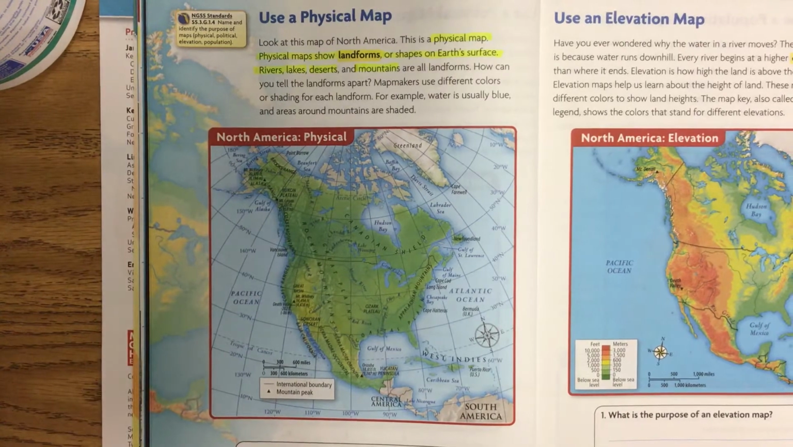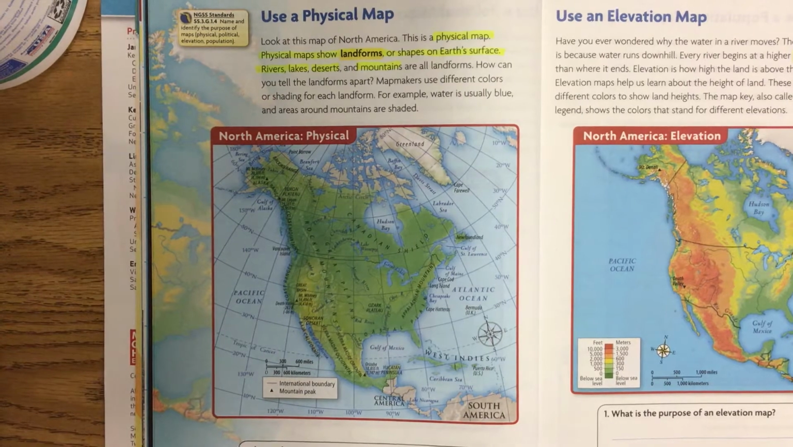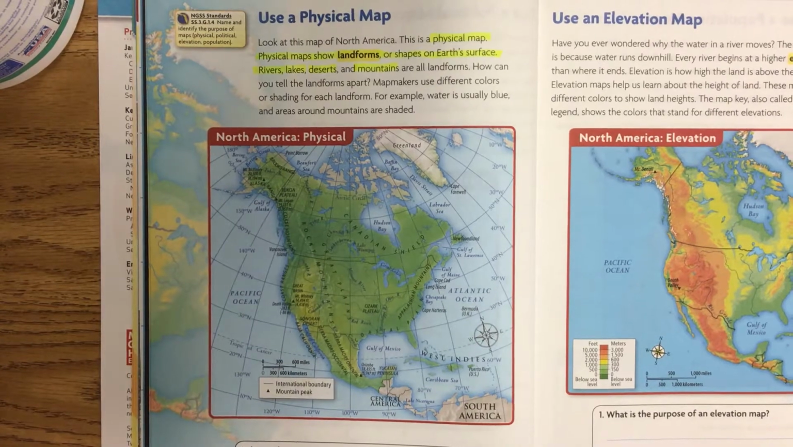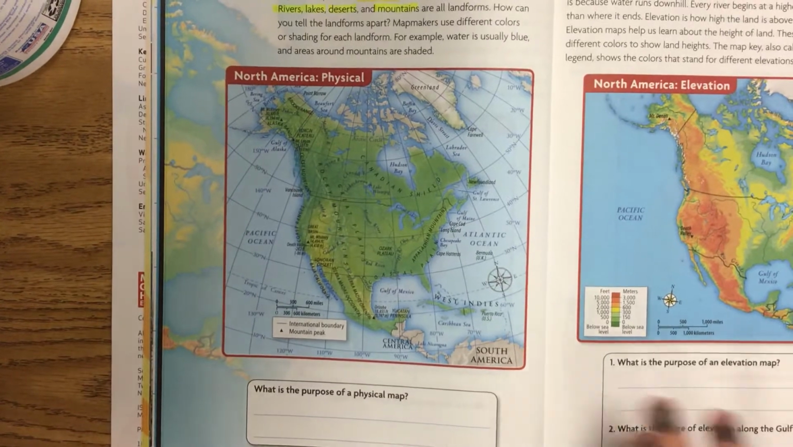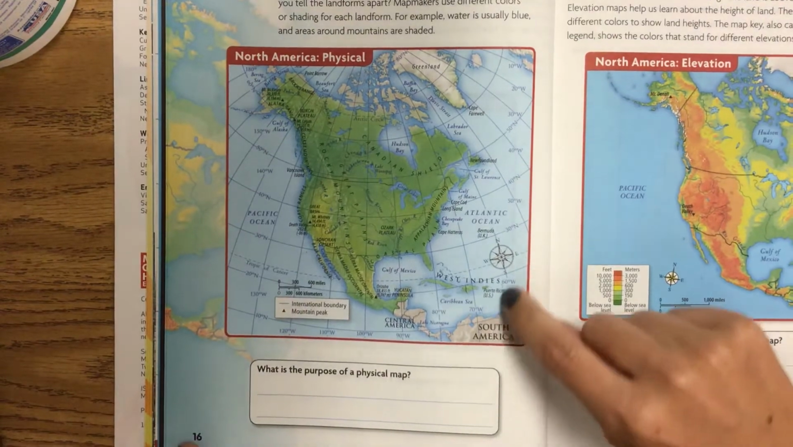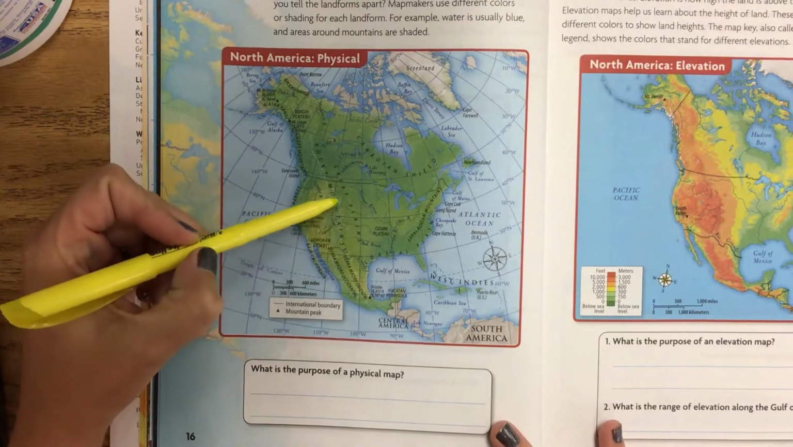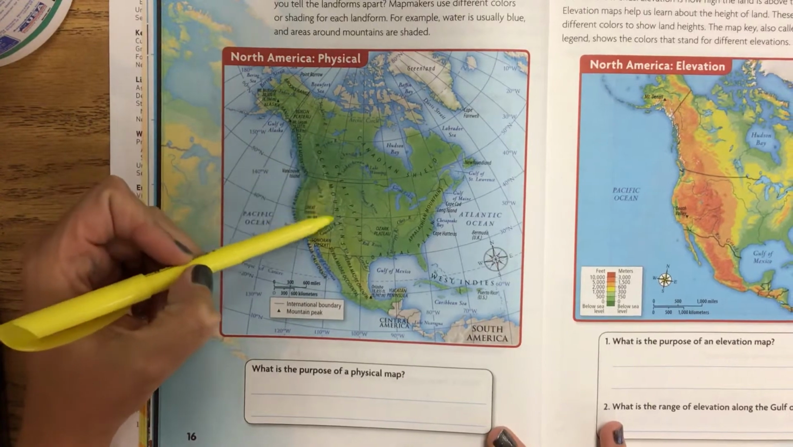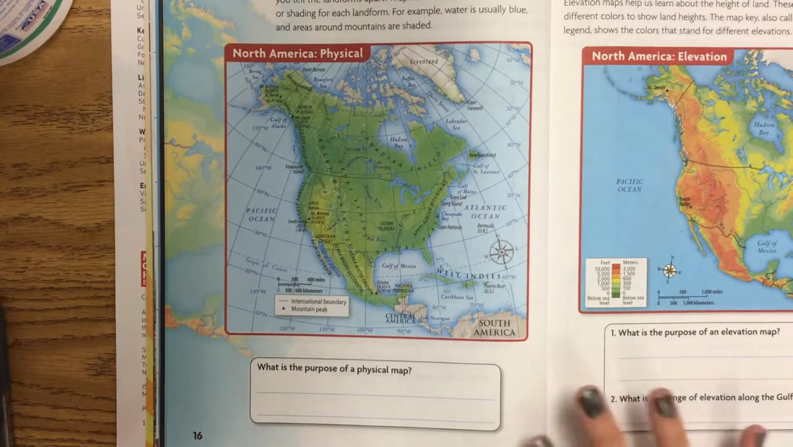How can you tell the landforms apart? Map makers use different colors or shading for each landform. For example, water is usually blue, and areas around mountains are shaded. And so if we look at this physical map of North America, we can see that the water is blue. And then we can look over here, especially in the west, we can see that there are mountains because they're different shades. There's some different shading going on there that shows us where the mountains are.